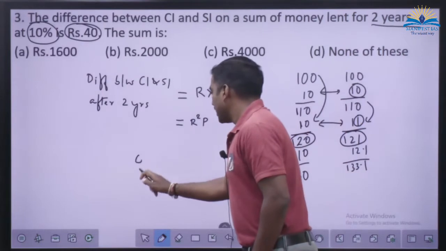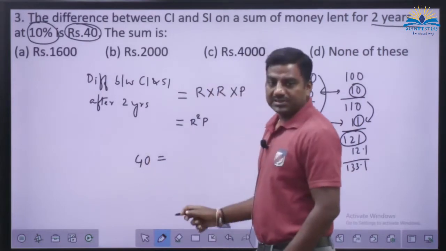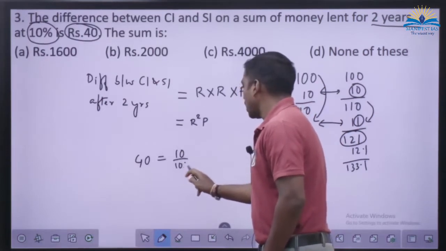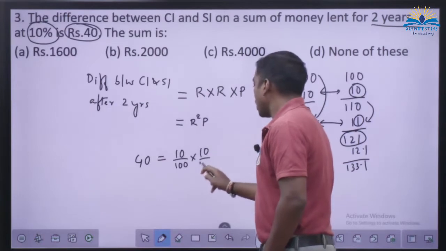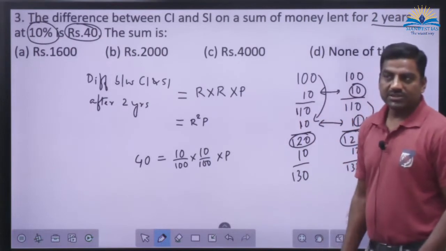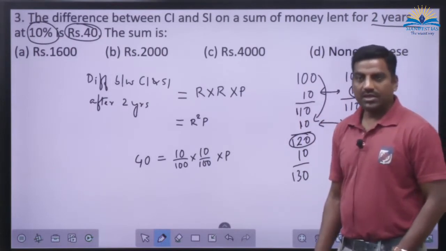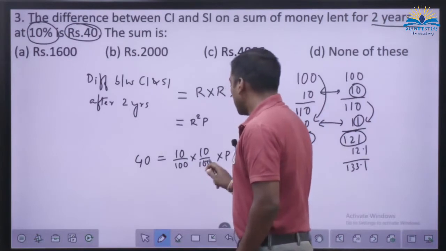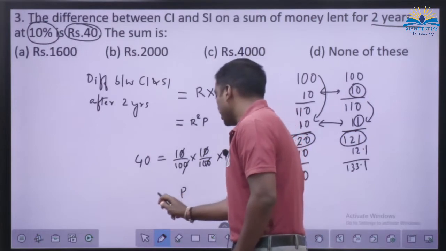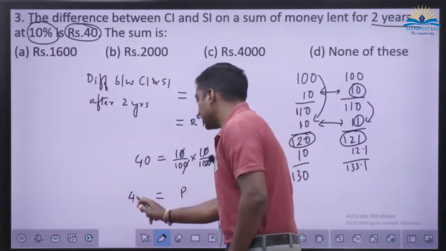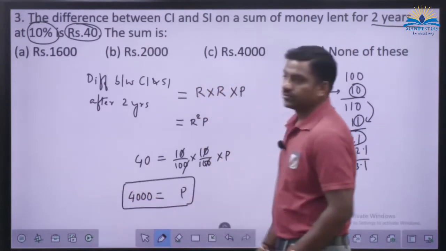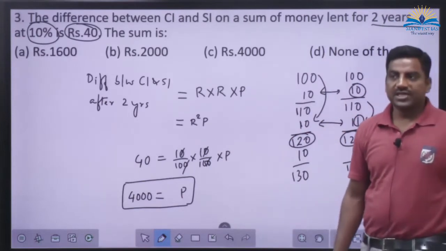So this 40 is nothing but 10% of 10% of this principal. So how much would that be? If you take out the zeros, they will go to that side. So P is equal to 40 into 10 into 10, that is 4,000. Is that fine?